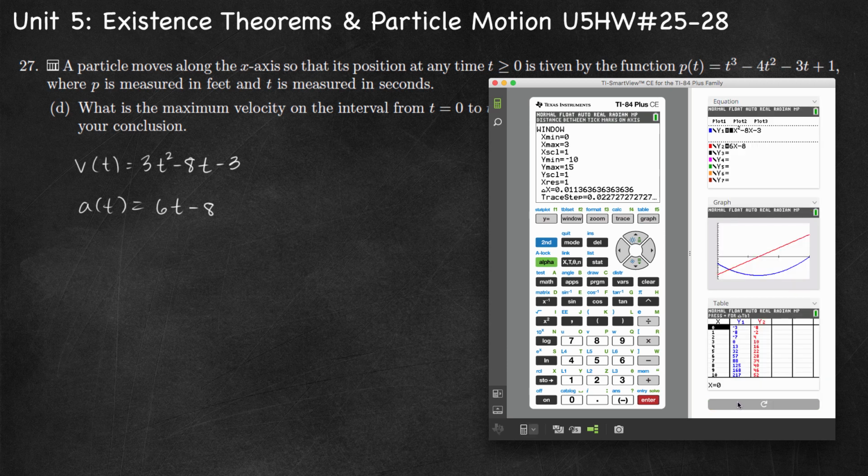Okay, so I can see on the graph that the velocity equation, the blue one, reaches its maximum on this interval at 3. And it looks like the value at 3 is 0. And I can see in the table down here, in fact, when x is 3, yes, velocity is 0 and acceleration is 10. Well, we knew that already. We found that already earlier. So 0 is the maximum velocity on the interval from 0 to 3.